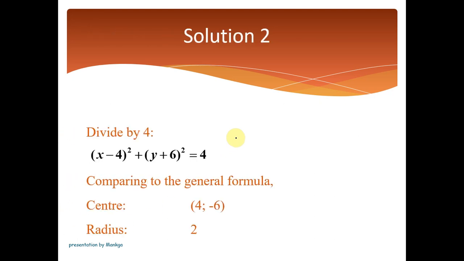Solution, divide by 4 both sides. When you divide by 4, it will cancel out. Those 4s here have been removed. And you can see 16 divided by 4. When we divide both the left-hand side and the right-hand side, this will be the standard form of the equation.